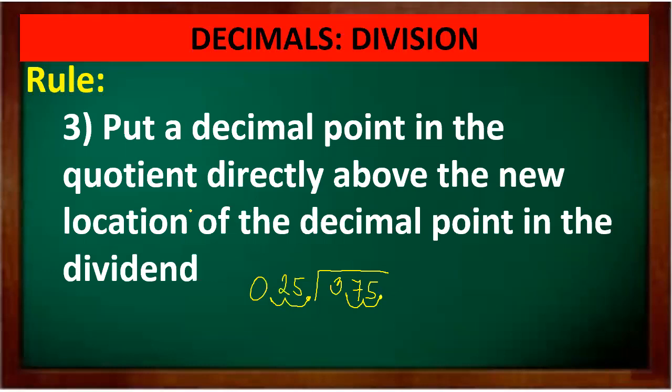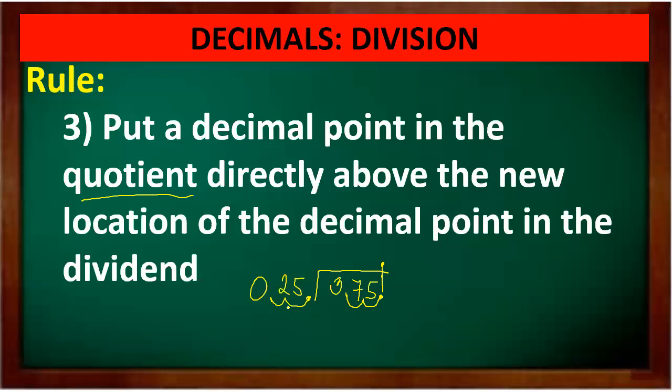Ang third rule natin, put daw the decimal point in the quotient directly above the new location of the decimal point. So, saan ba new location natin? Ito yung new location ng decimal point natin sa dividend. So, ilalagay daw natin directly above. So, dito natin ilalagay. Okay? So, dito yung decimal point natin sa quotient natin. Okay? So, yan yung third rule natin.